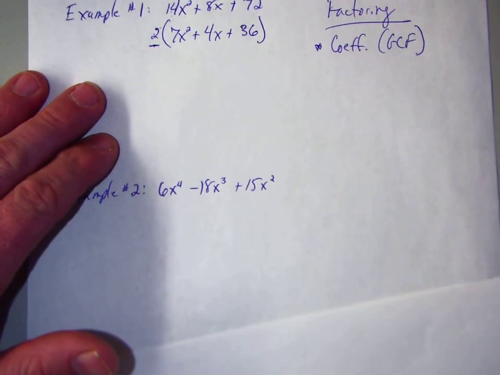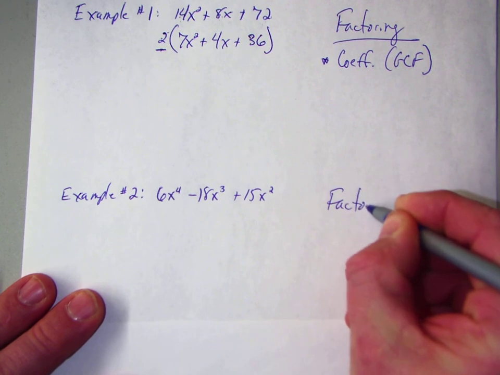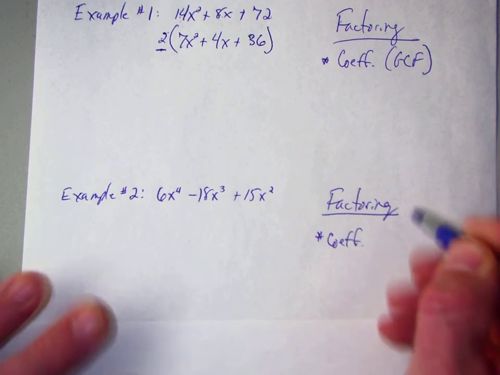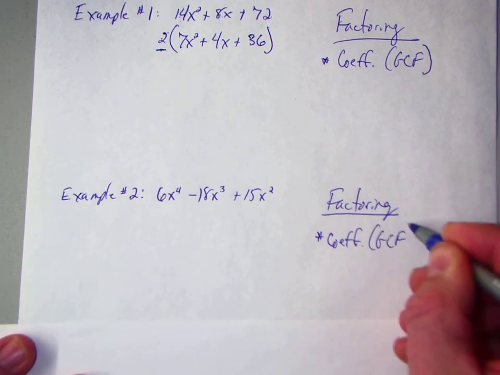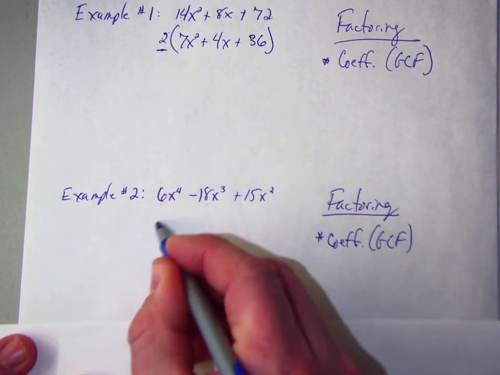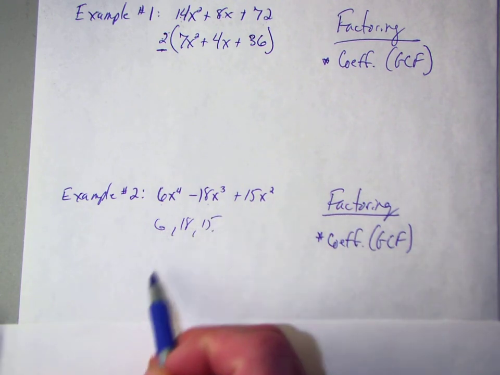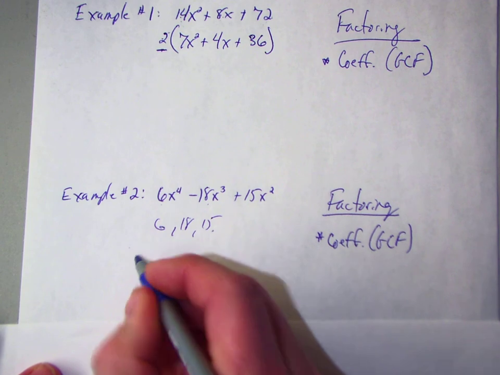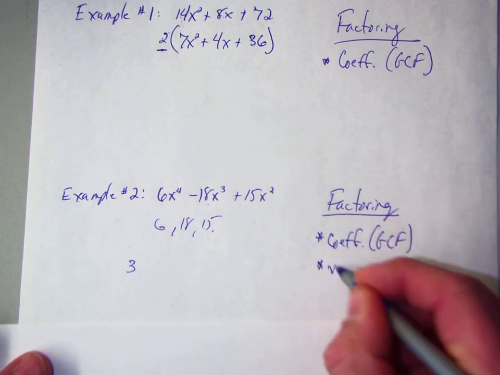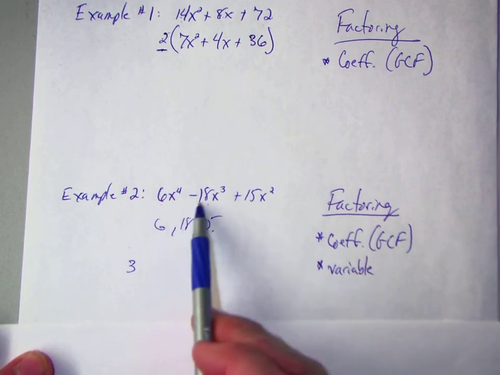Another example is this time when we're factoring out a monomial, we want to look at the coefficient. All right, find the GCF. Well, if you look here, you got 6, 18, and 15. These 3 numbers, the greatest common factor will be 3. Right, so we're going to factor out a 3. But another thing we need to look at is the variable. Is there a variable that's common in each one?